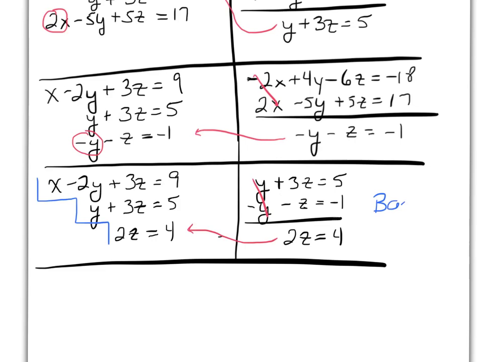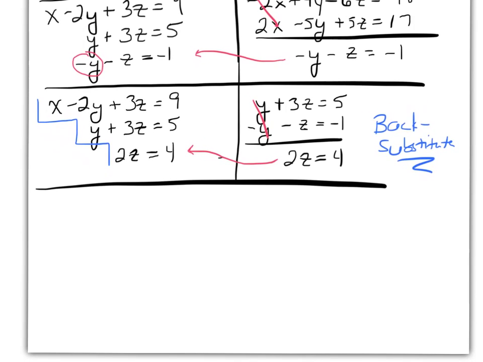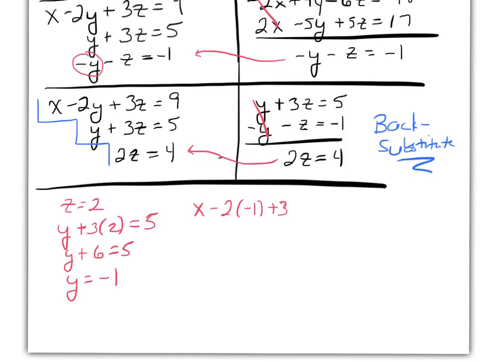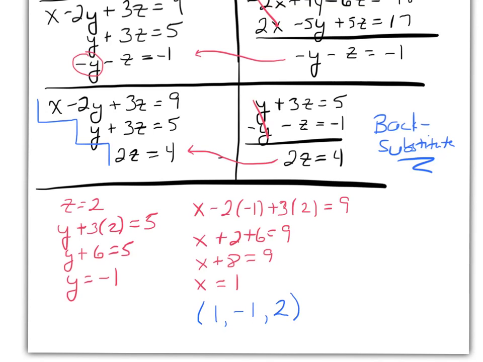Now we can back substitute like we did in the previous problem. So first of all, we know that z must be equal to 2, because if 2z is 4, z equals 2. y plus 3 times 2 equals 5. So y equals negative 1. And now we go up to our first equation. We've got x minus 2y plus 3z equals 9. So x must be equal to 1. Then we write our solution. We have 1, negative 1, 2.